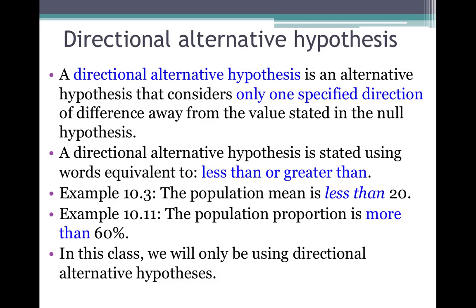In this class, we're only going to be using directional alternative hypotheses. There is a non-directional alternative hypothesis that is shown in the textbook, and instead of less than or more than, the non-directional alternative hypothesis will state not equal to. Okay, and you'll see some examples like that if you take a look at the textbook, but you can disregard those examples because I'm not going to be testing on them. If you want to know about them for your own understanding, feel free to look at them, but I'm not going to be testing on them in this class.